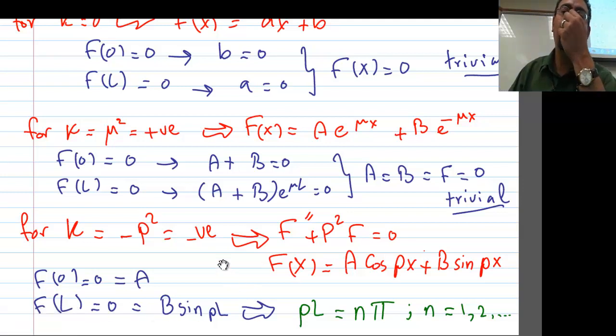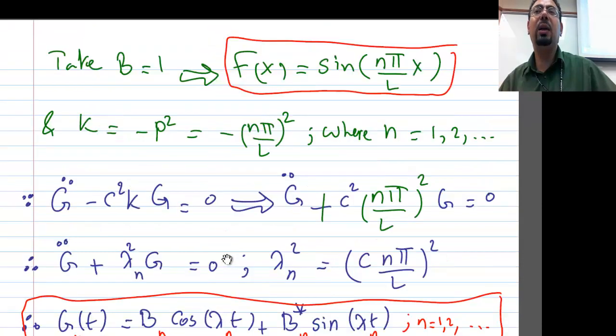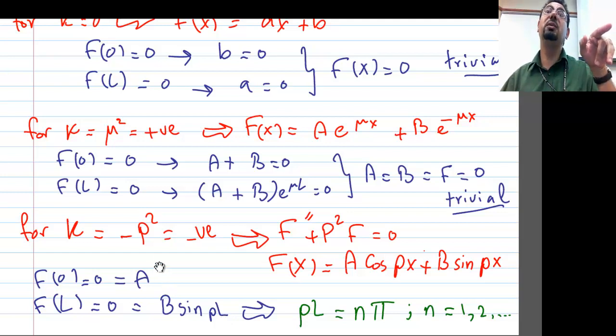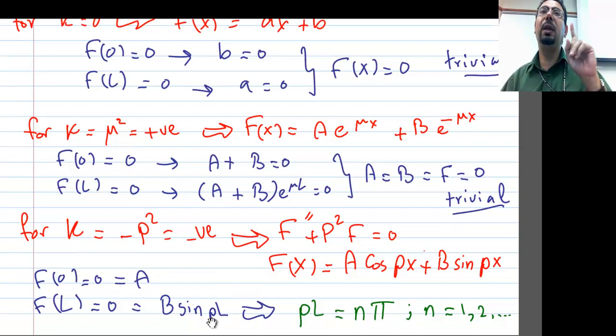Why? It cannot be that b is 0. If p is 0 and a is 0, we are done. There is no solution, there is no u, there is no movement. So it must be that the sine is 0. When the sine becomes 0, well, if pL is 0, that's the trivial case. So pL cannot be 0, because if pL is 0, it's not because of L, it's the p, and p cannot be 0 because we already solved this problem before. This doesn't work. So it must be that pL is not 0.